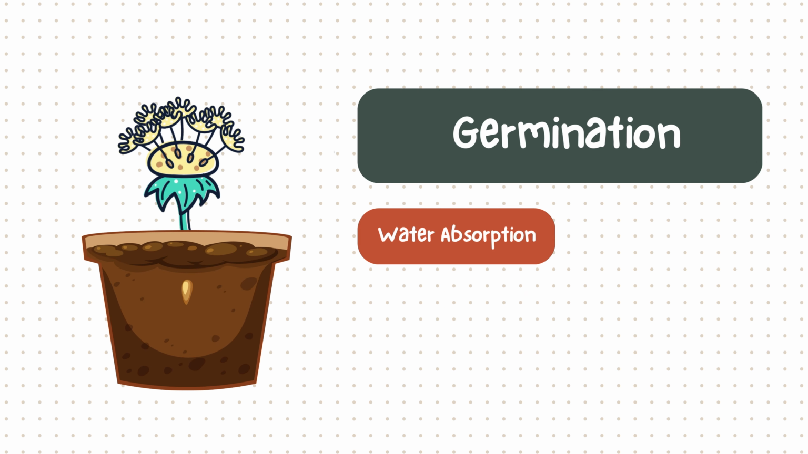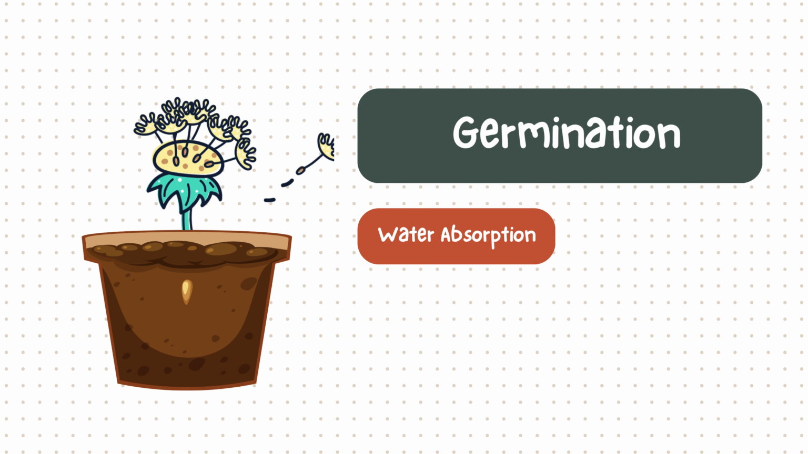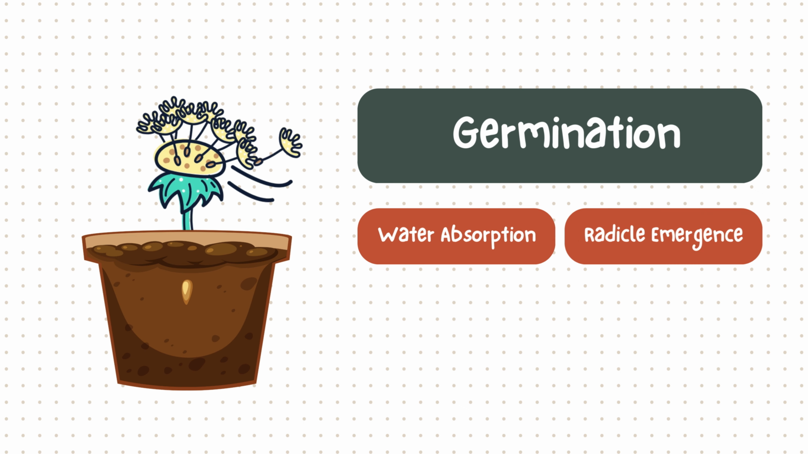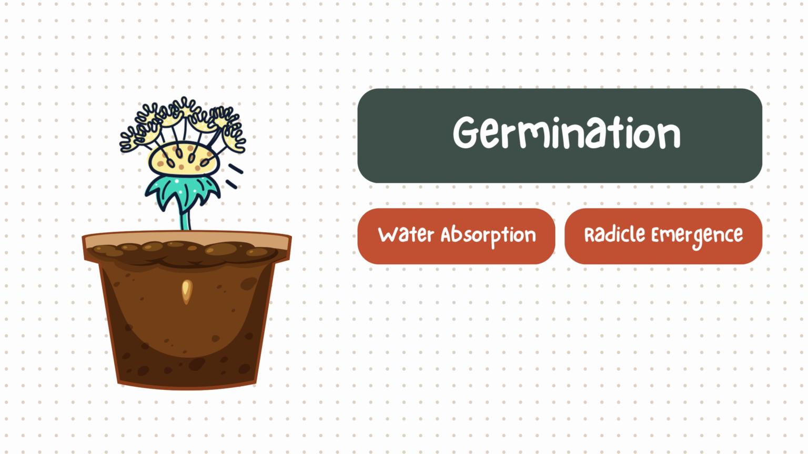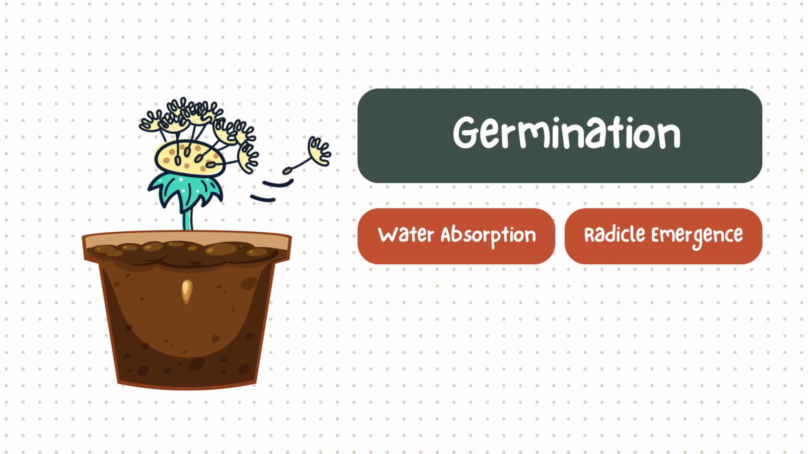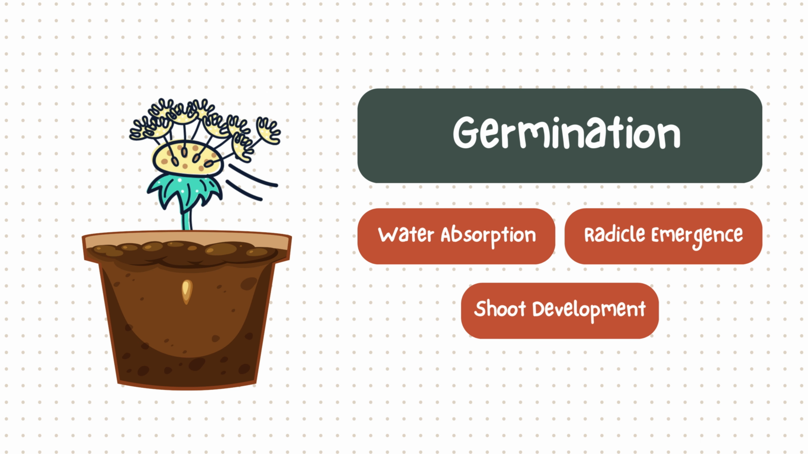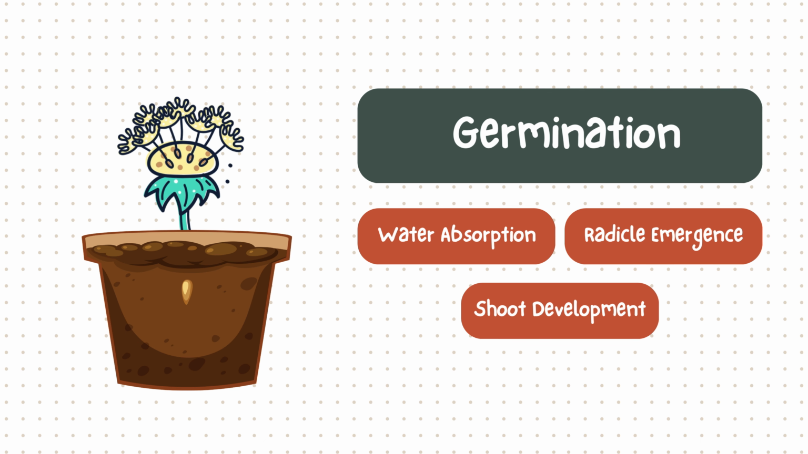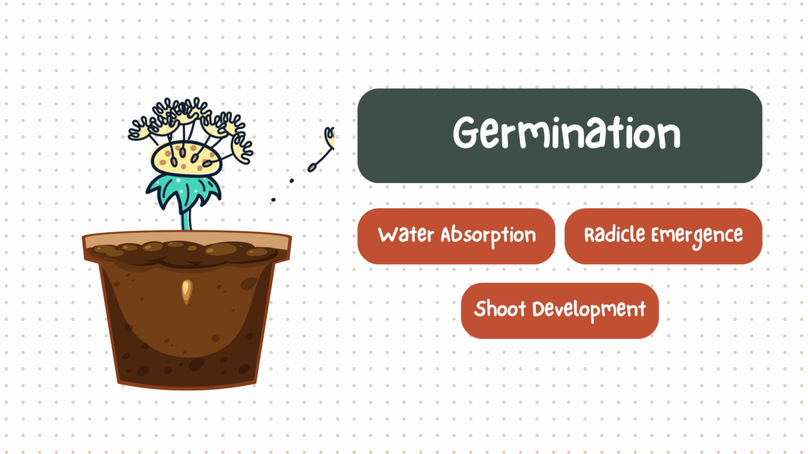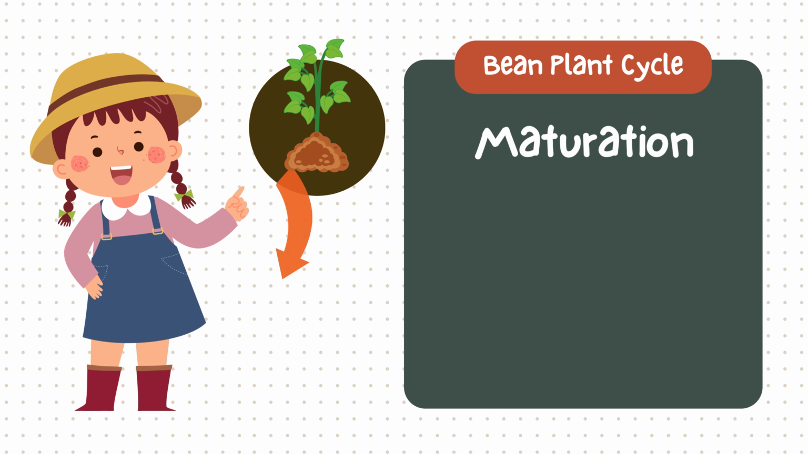Water absorption. Seeds absorb water, swelling and breaking the seed coat. Radicle emergence. The embryonic root, radicle, emerges first, anchoring the plant and starting nutrient absorption. Shoot development. The embryonic shoot, plumule, grows upwards, eventually breaking through the soil surface.